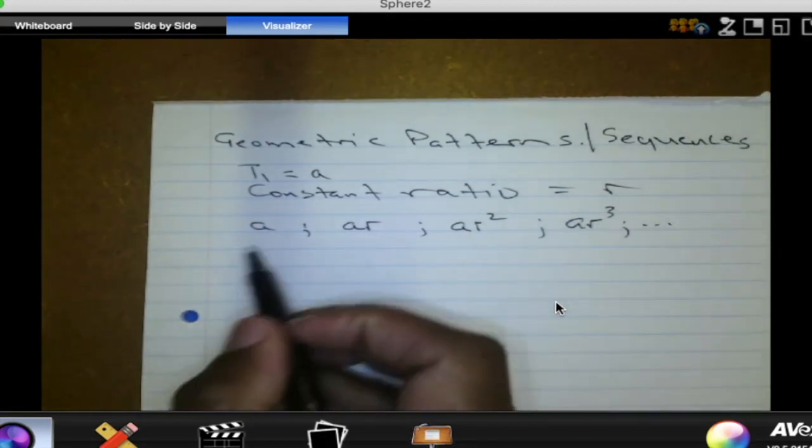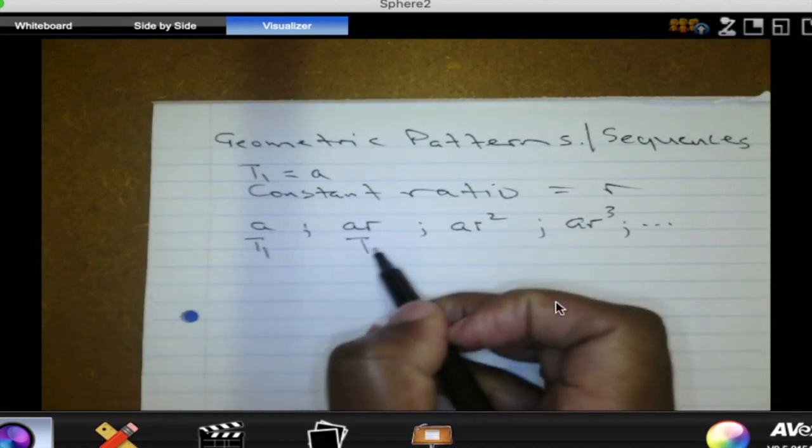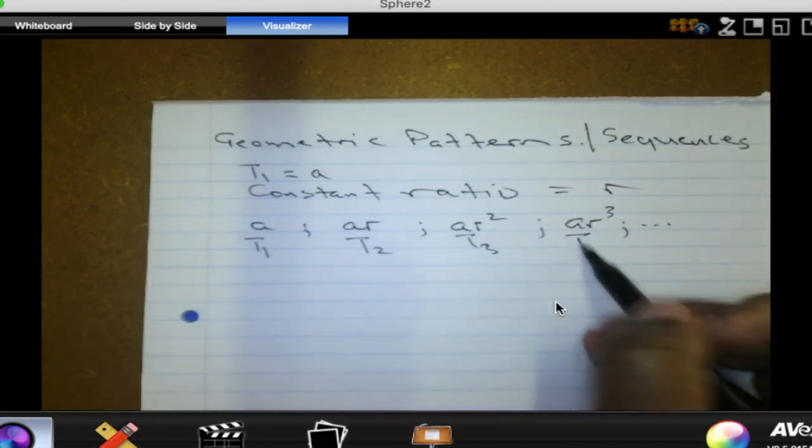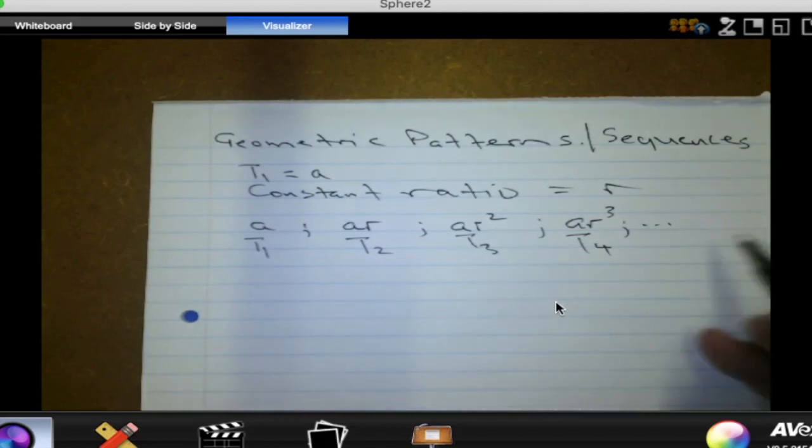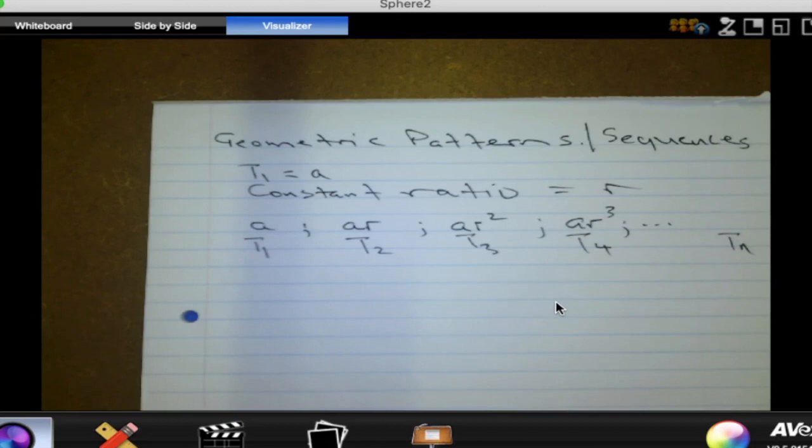Okay, so this is the first term, this is the second term, this is the third term, that is the fourth term. We are obviously interested in something that will be in the nth term for our general rule. What is T5 equal to? AR to the power of 4, right? What about in position 20? What is the 20th term? AR to the power of 19. What about in position 100? AR to the power of 99.